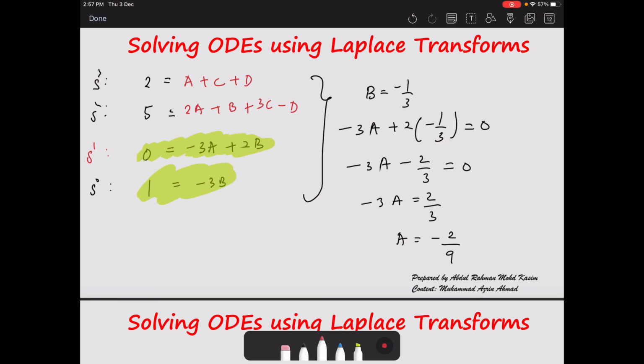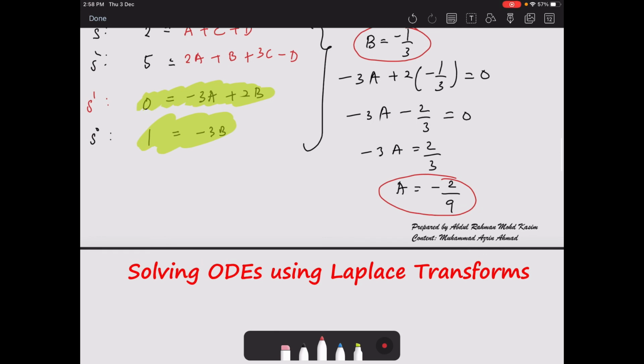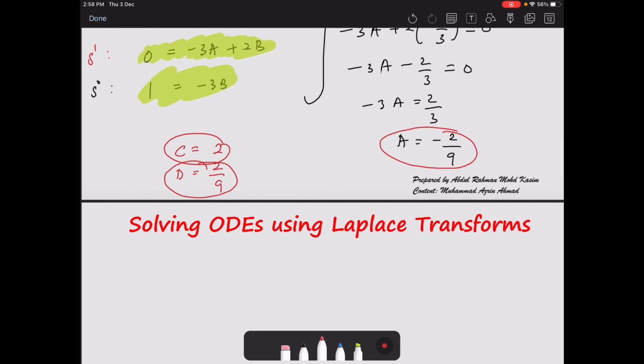So this is the one that we already obtained for A. And then what about C and D? You may find them, and later you will see that C is equal to 2, and D is equal to 2 over 9. So these are the values of A, B, C, and D.